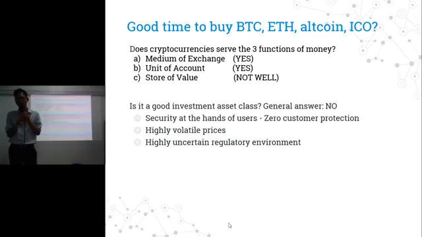Prices are highly volatile. It's very common for Bitcoin to lose 20% or 30%, or for other altcoins to lose 40 or 50% in one day. In fact, I'll show you a graph later on. And it's a highly uncertain regulatory environment. Just last week, China announced that all exchanges in China will be banned. 2 weeks ago, China announced that all ICOs will be banned. So prices are highly volatile and sensitive to announcements from central banks around the world.